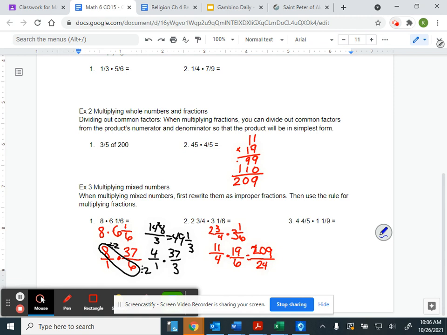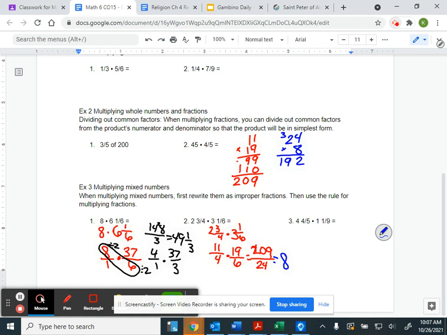How many times do you think I can pull 24 out of 209? 10 would give me 240. So that's going to be too big. So it's going to be smaller than 10. 8. All right, so Will is guessing 8. So we're going to do 24 times 8. That gives me 192. If I were to go up one more, I think that would be too big. Yep, that would give me 216. So we want to take 24 out 8 times.